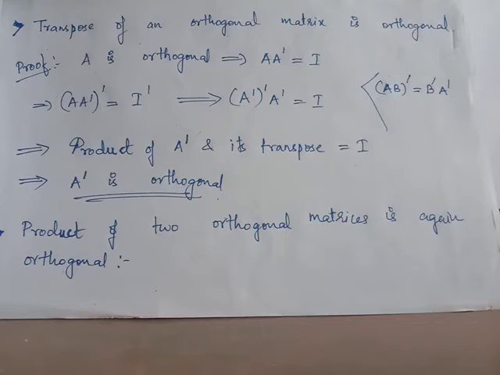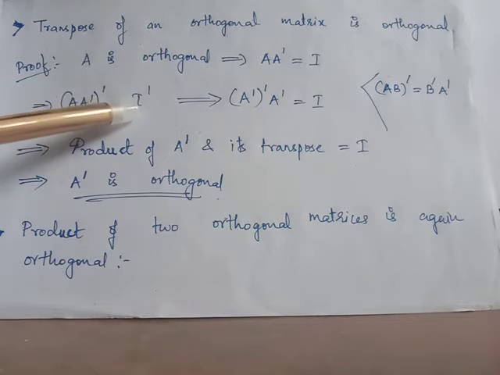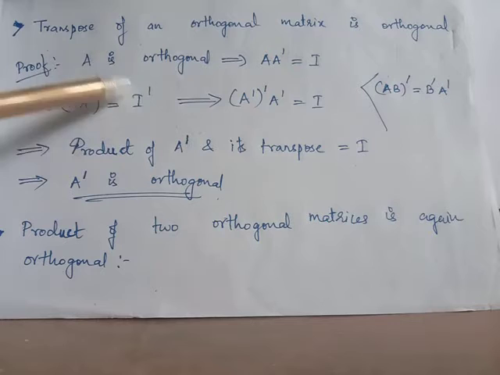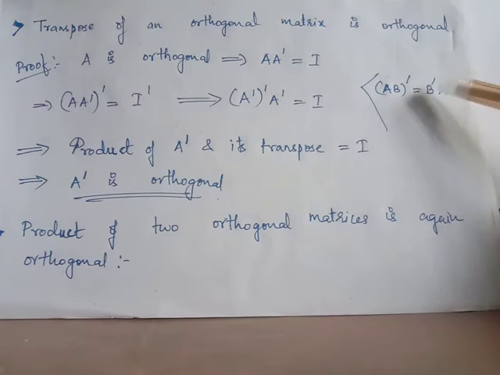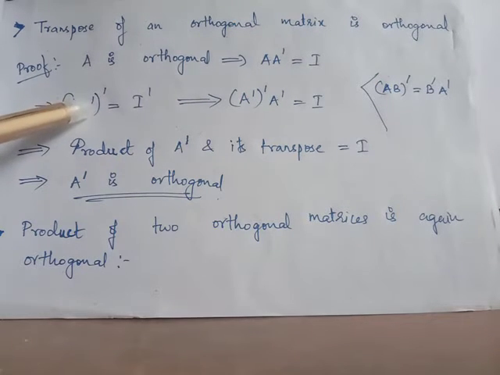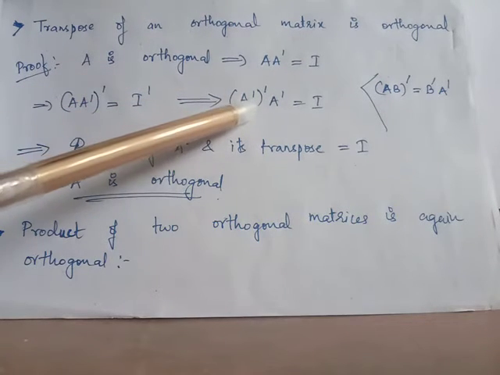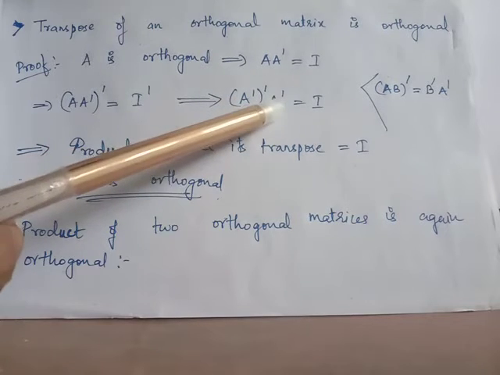Next property says that transpose of an orthogonal matrix is again orthogonal. Let's look at the proof. If A is an orthogonal matrix, we have the standard property A into A transpose equal to I. When you take transpose on both sides, you get A into A transpose the whole transpose equal to I transpose. Transpose of identity matrix is itself, and you have AB the whole transpose equal to B transpose into A transpose. Hence, you get A into A transpose the whole transpose equal to A transpose the whole transpose into A transpose.